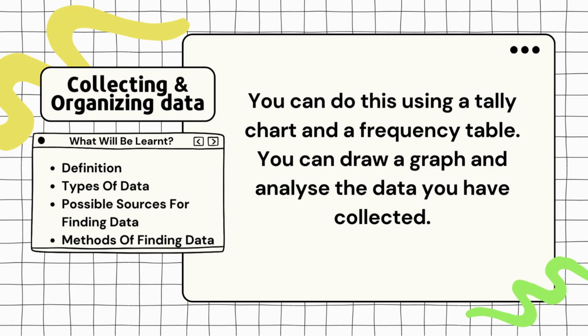Now, for you to record these results, you can do this using a tally chart and a frequency table. You can also draw a graph and analyze the data you have collected. Now, I'm actually going to show you how representing your data can be much, much better for whoever is seeing your information.